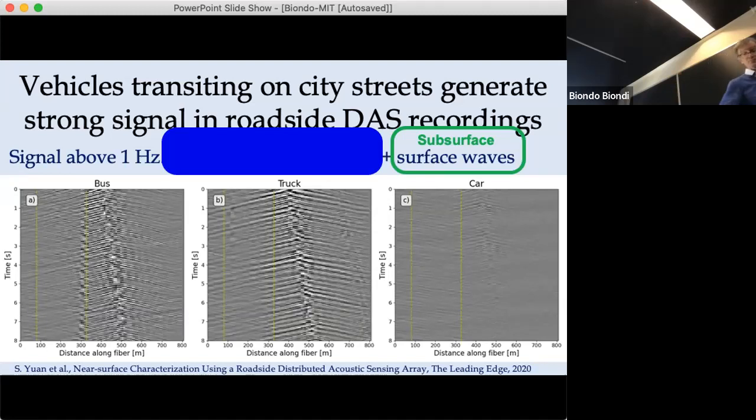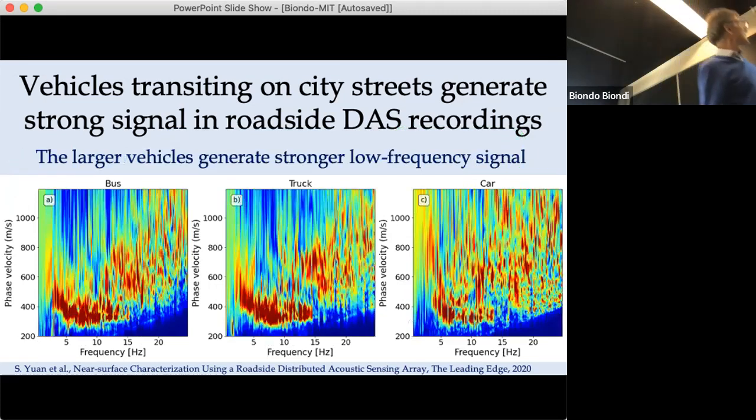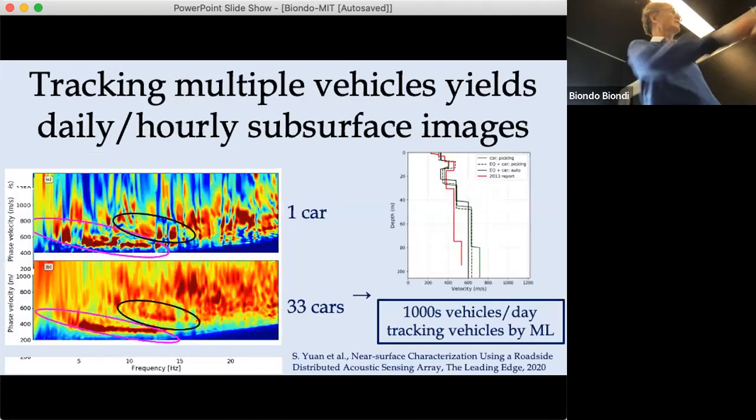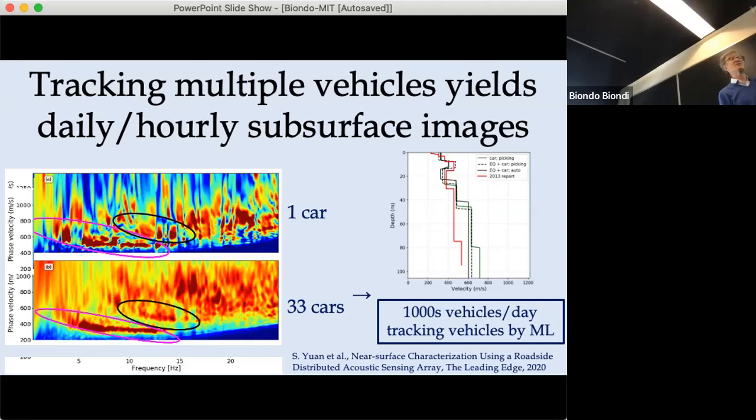You can imagine that if you see a bus or a car, you actually use the signal also in the lower frequency. For the car, you remove it because the signal to noise is not good. So when you do your averages, you want to do smart averages. And then you can use very traditional dispersion curves, that is basically frequency versus phase velocity of the surface wave.